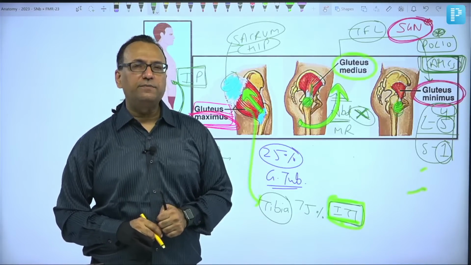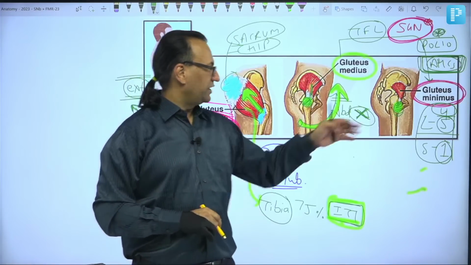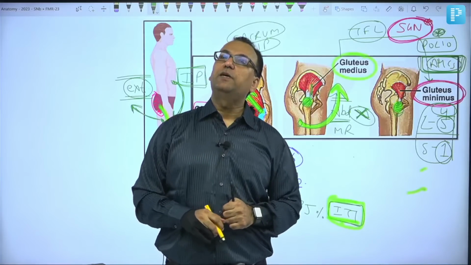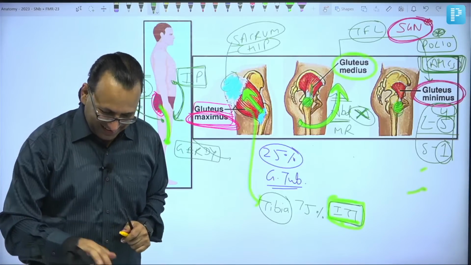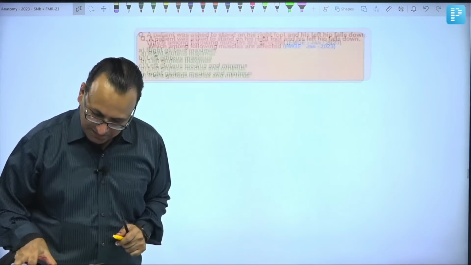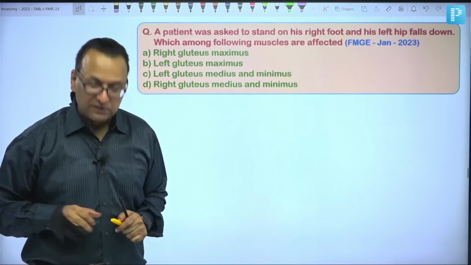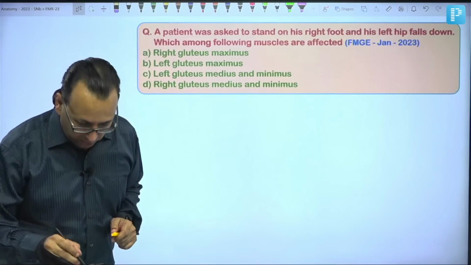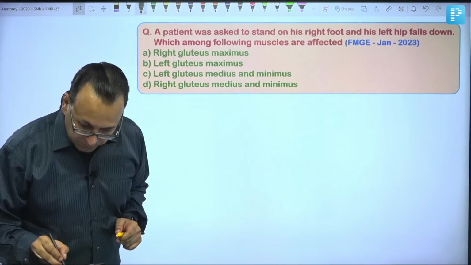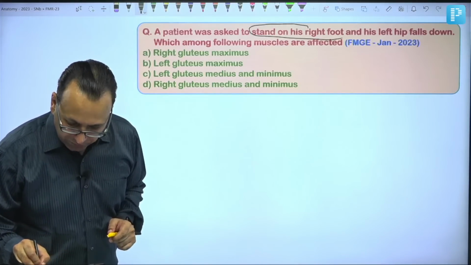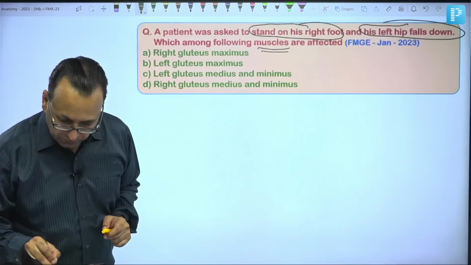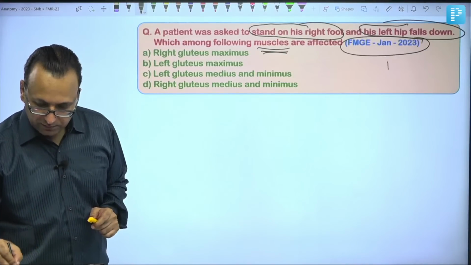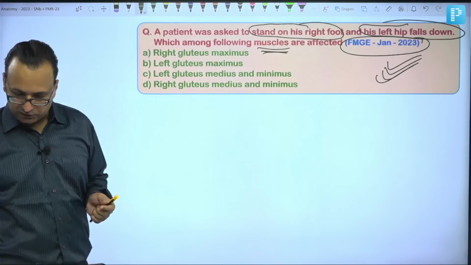And if the abductor mechanism is compromised, the Trendelenburg test becomes positive. Sir, what is this Trendelenburg test becoming positive? So your question is asking: patient stands on his right foot, left hip falls down, which muscles are affected? FMGE this year.